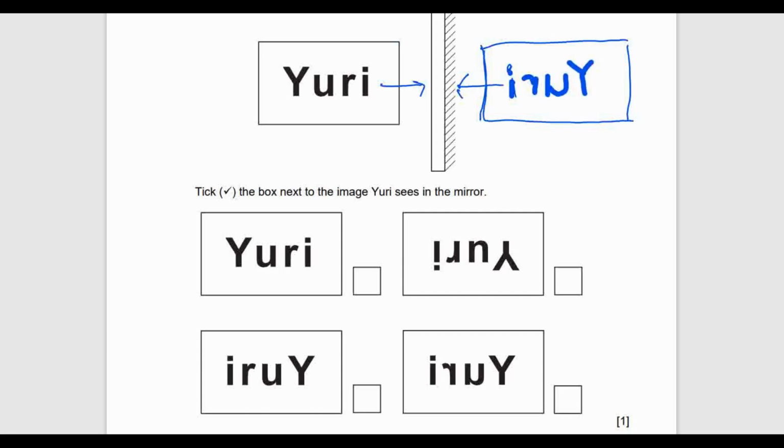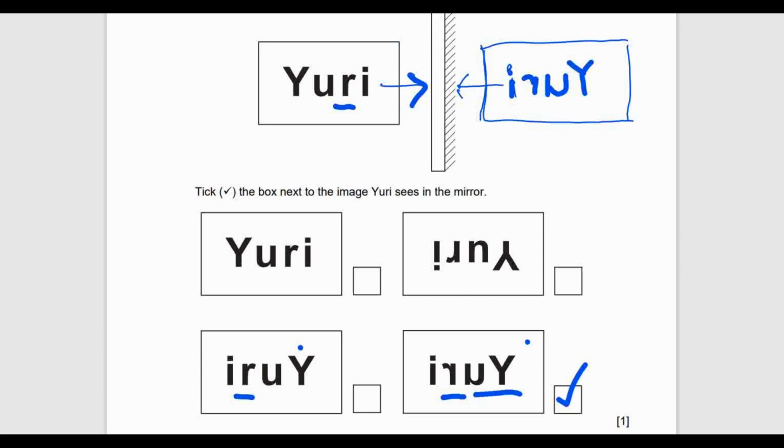So it will be laterally inverted. The right becomes left, the left becomes right. This is a reflection. So the correct answer will be either this or this. We have to be clear that this one and this one have the same shape, so it's not. It has to be laterally inverted like this one. This will be the answer. The fourth one is the answer.